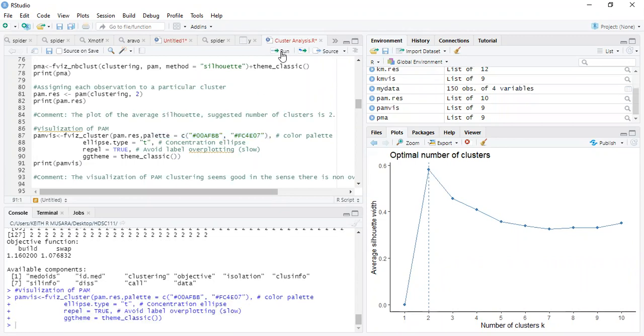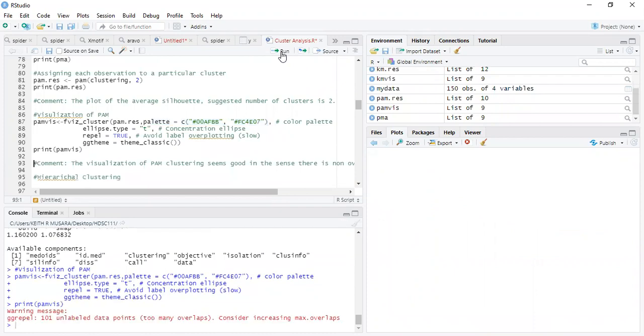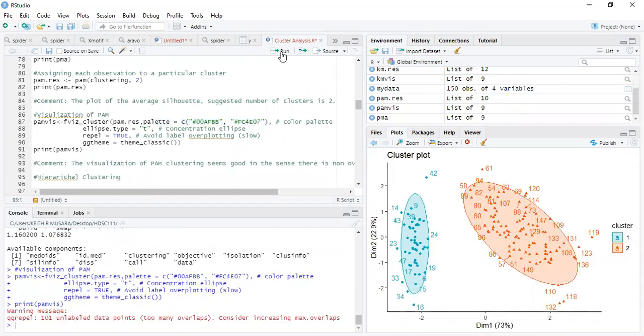So let's look at the visualization part. Yes, I think it gives a warning, but it gives us the plot, considers increasing maximum overlaps. So too many overlaps. I think probably it might be the issue of the number of clusters that you have selected. So you try to alter it and see what comes out of the number of clusters. So you see, even the PALM also suggests what? Two clusters, and there's none overlapping there.